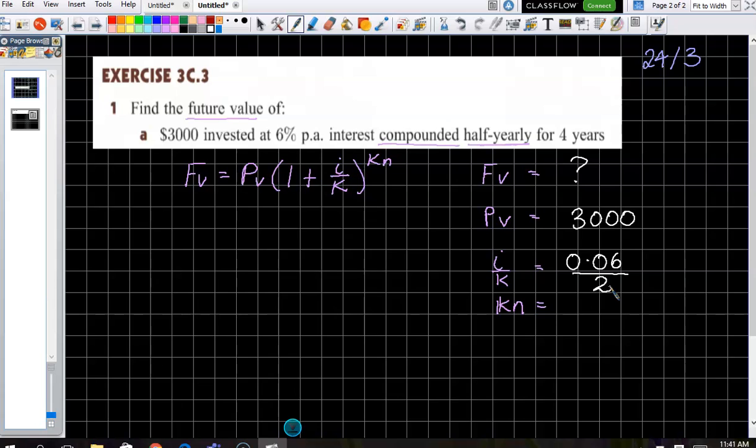Where does the 4 come into it? The 4 is your n, right? So what is my power here? The kn, that's going to be 2 times 4.